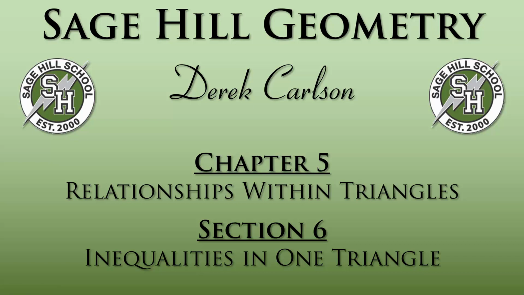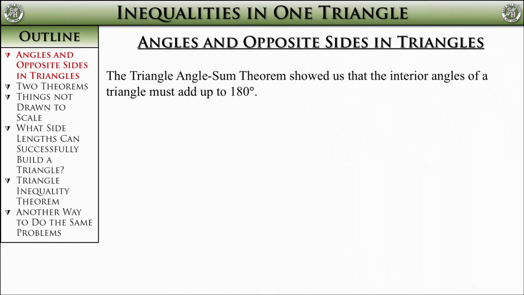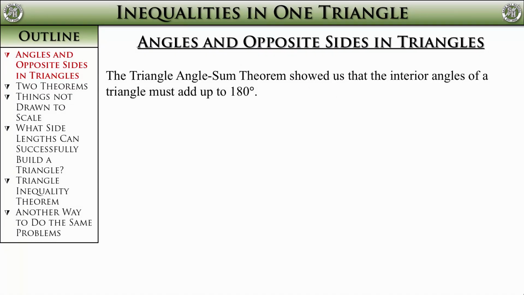Section 5.6 sounds interesting. Inequalities in one triangle. But inequalities just allow us to get to the real goal of understanding how triangles can actually physically be made. Trigonometry really delves deeper into this, but this is a primer for a lot of those discussions. We already have established during our discussions of the triangle angle sum theorem that all the interior angles of a triangle must add up to 180 degrees.